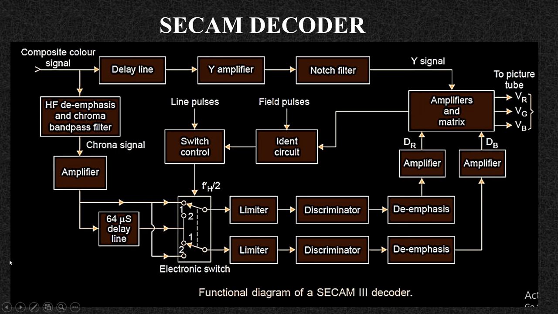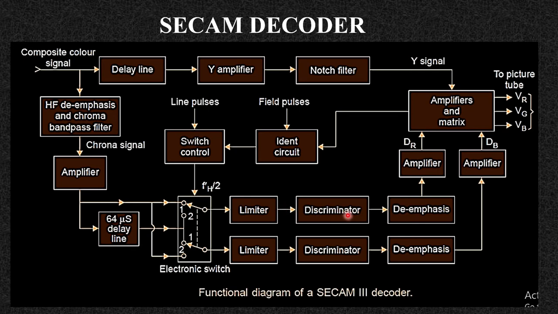Now in your Secam decoder, whatever you have done at the coder side, you are doing the exactly opposite process at the decoder side. If you see, you have a pre-emphasis, de-emphasis, then amplifier, and you get the chroma signal, then delay line, Y amplifier, notch filter, and the Y signal will be separated out. Then you are giving a 64 microsecond delay line. Here there are switches which will select DR and DB, and for that two demodulators need to be designed. Now if there is any change in the amplitude, that will be limited by the limiting circuit, which is called the limiter. So amplitude variations will not be there. It is given to the discriminator.